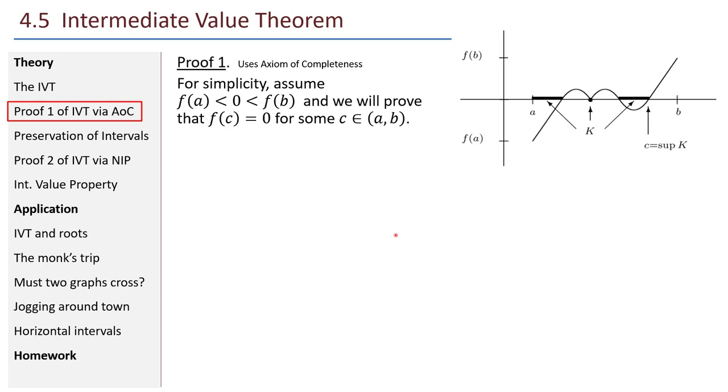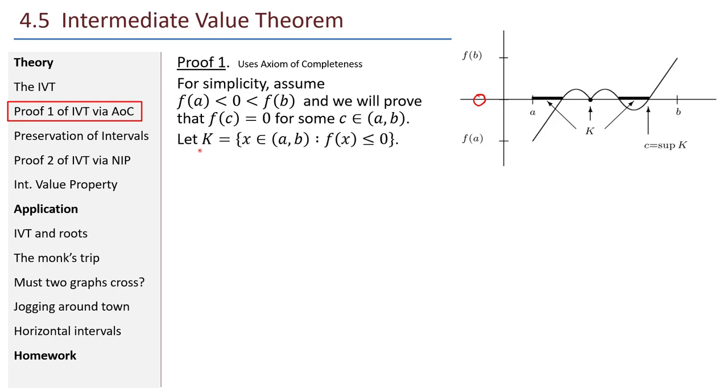For simplicity, we'll assume that f of a is less than f of b, and we'll assume that 0 is some point in the middle. So 0 takes the place of the L that I was looking at previously. I want to show that f of c equals 0 for some c between a and b.